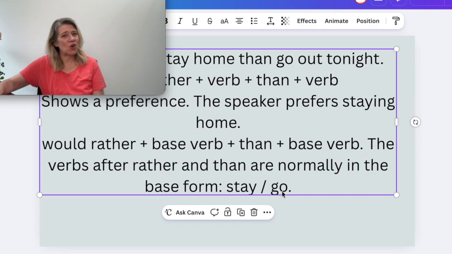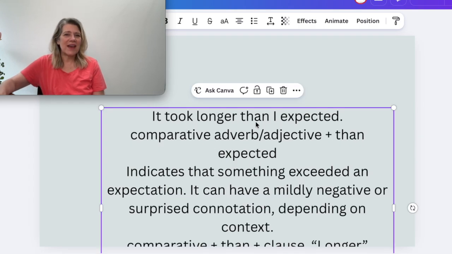They stay and go. It took longer than expected. In this case, we're using than with a comparative adverb, not a comparative adjective, but we still have the ER form on the end of our adverb or our adjective, and then we have a than. Than, if you see a than, look for the adjective. Even with I would rather, rather functions as an adverb or an adjective stating preference.